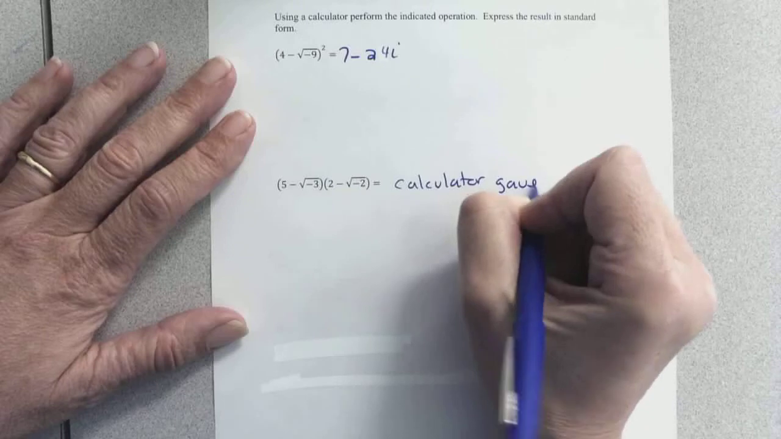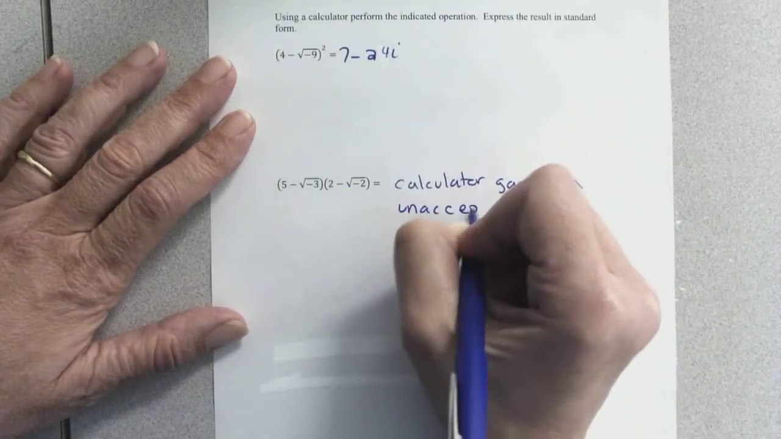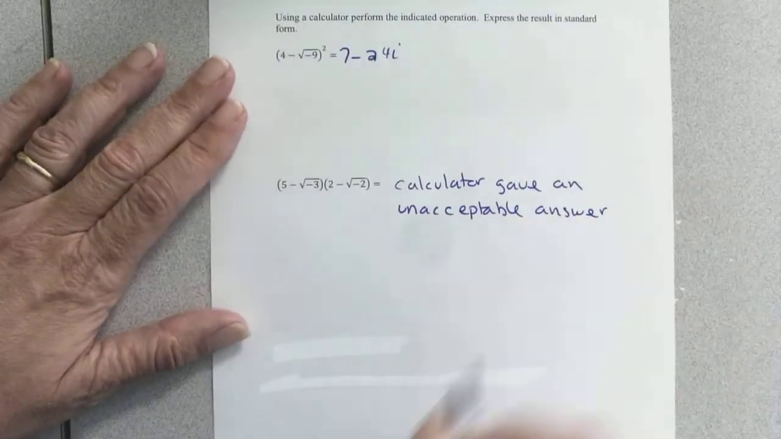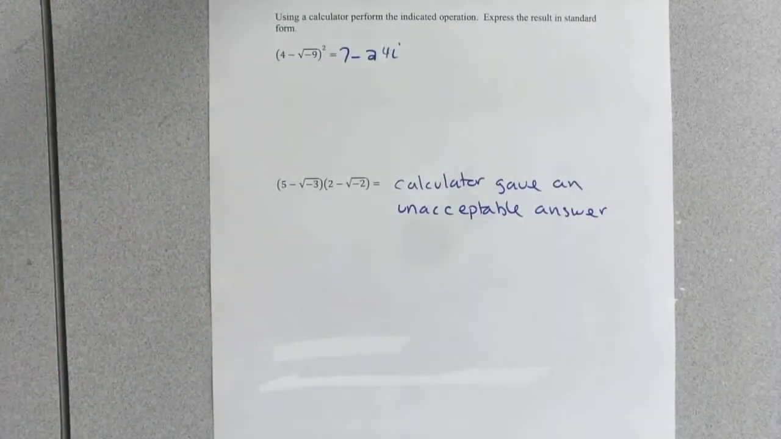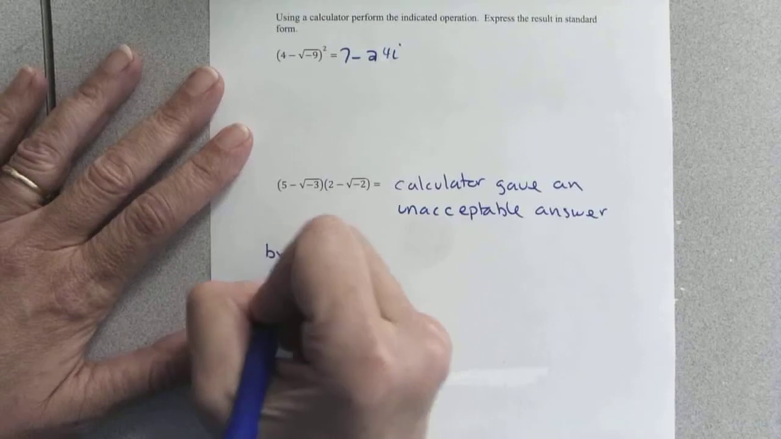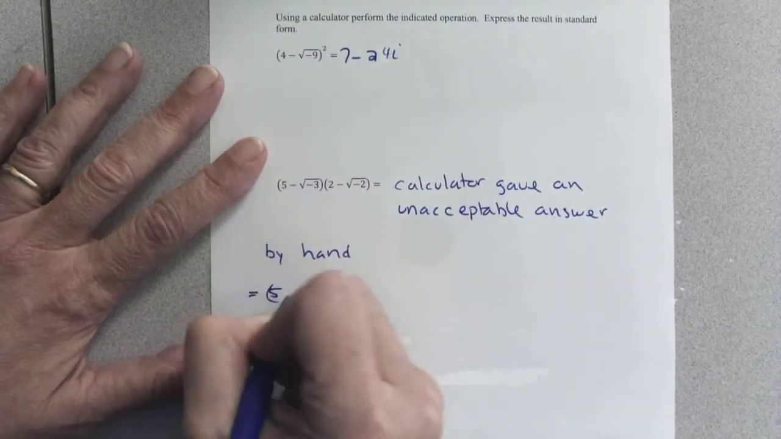Calculator gave an unacceptable answer. It wasn't wrong, it's just it wasn't an exact answer. Don't give me decimals unless I give you decimals. So instead, we're going to do it by hand. That's my only choice here.